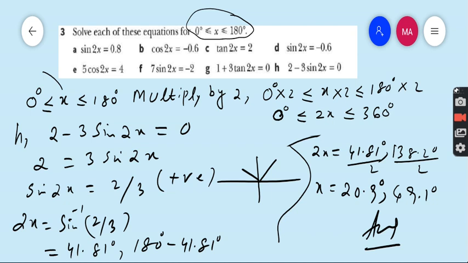So in each and every part of question number 3, a double angle is given. For a double angle, we should double the given domain. But if the question is also given in 2x form, there is no need to do more work. I hope you completely understand. This is our class for today.